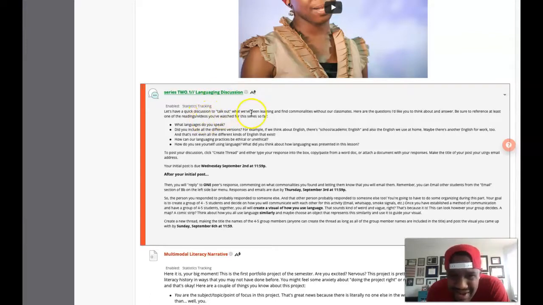They're going to talk about these questions here. What language do you speak? Languages do you speak? Did you include all the different versions? Blah, blah, blah. How can our languaging practices be ethical or unethical? And then how do you see yourself using language? So you're going to respond to each of those questions and post it here.